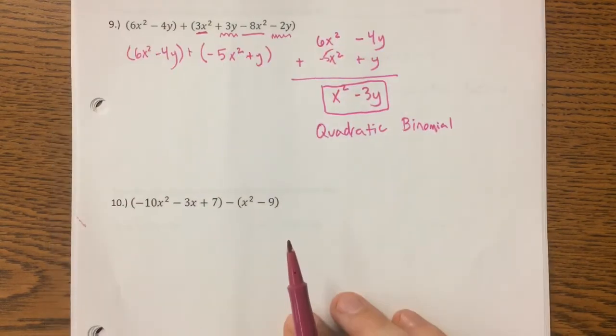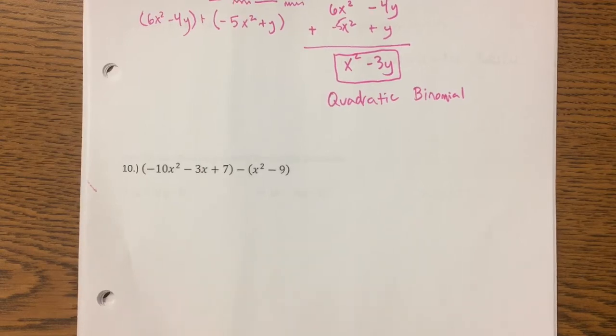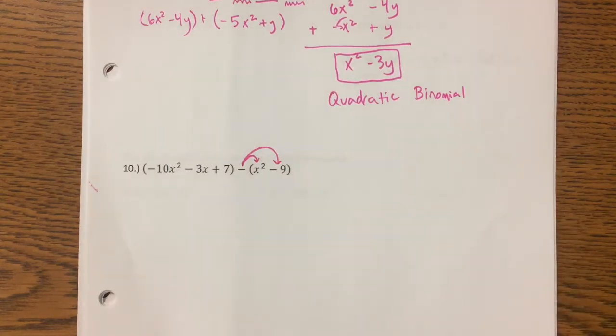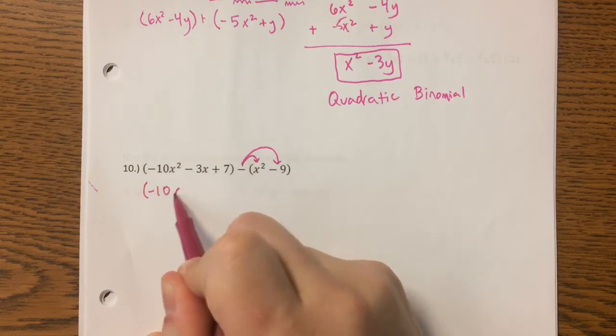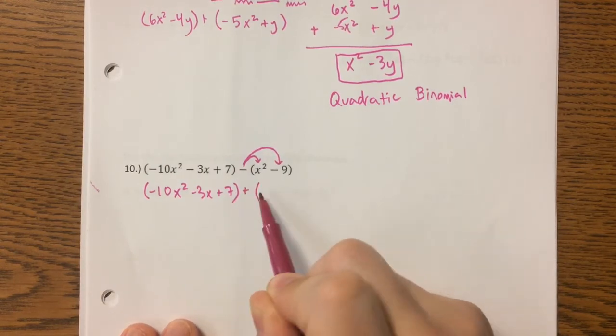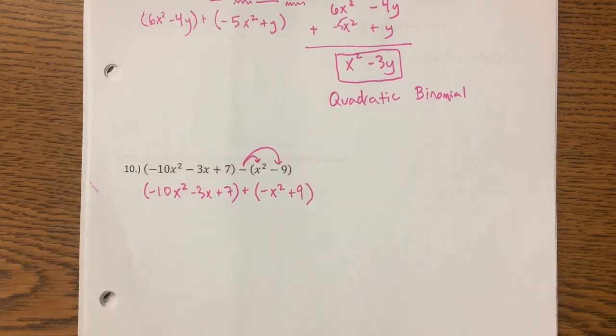All right, let's look at a subtraction problem. Subtraction is a little bit harder because you have to remember to subtract each individual term. To make this easier, instead of trying to remember to subtract, turn it into an addition problem. We do that by distributing this minus to each term in the second polynomial. So I'm going to rewrite this as negative 10x squared minus 3x plus 7. Nothing changes there. But I'm going to change this to an addition problem and write this as negative x squared plus 9. So you're basically just flipping all the signs in the second polynomial.